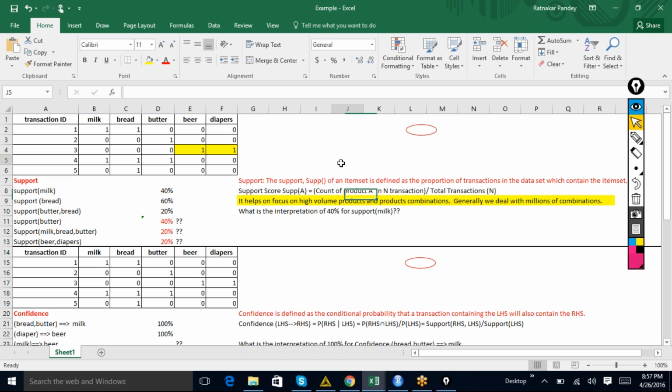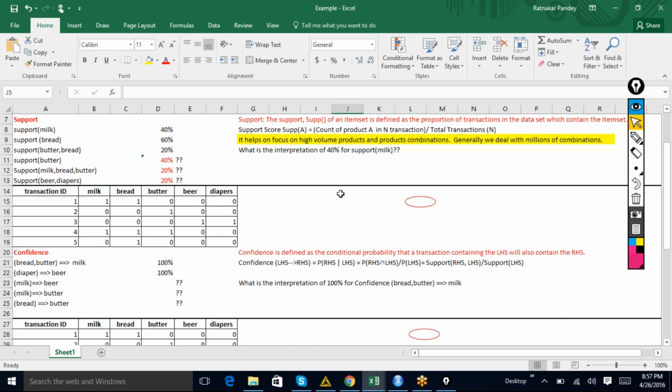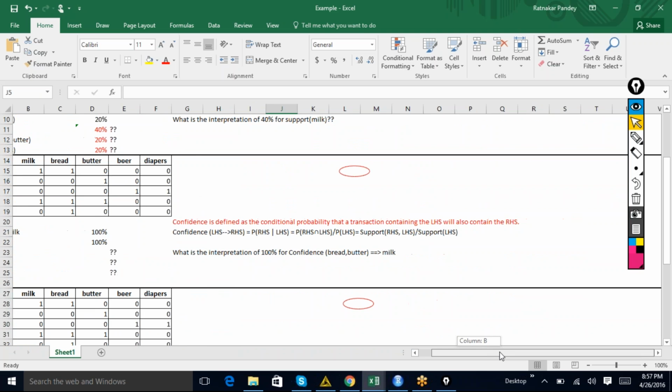Okay, now let's look at the next concept. This is again very, very important that we understand what it is. So the next concept is called the confidence, right? Confidence is defined as the conditional probability that the transaction containing the left hand side will also contain the right hand side, right? So let's just think about what it means.